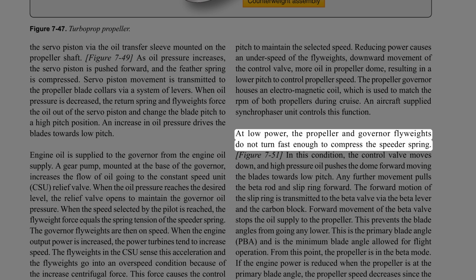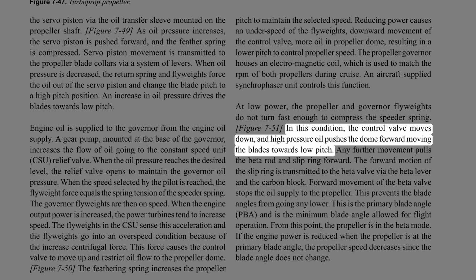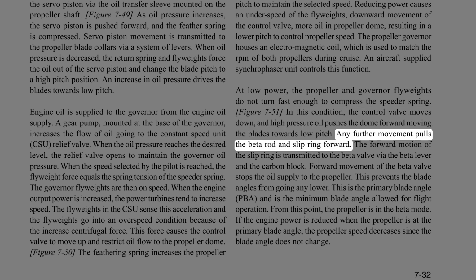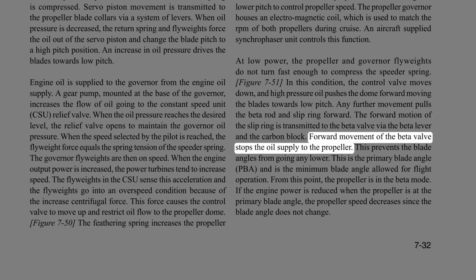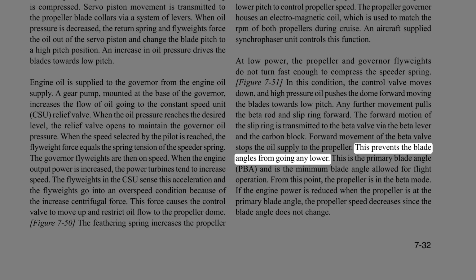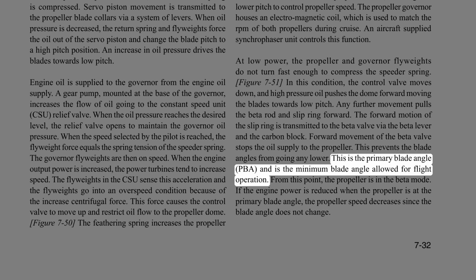At low power, the propeller and governor flyweights do not turn fast enough to compress the speeder spring. In this condition, the control valve moves down, and high-pressure oil pushes the dome forward, moving the blades towards low pitch. Any further movement pulls the beta rod and slip ring forward. The forward motion of the slip ring is transmitted to the beta valve via the beta lever and the carbon block. Forward movement of the beta valve stops the oil supply to the propeller. This prevents the blade angles from going any lower. This is the primary blade angle, PBA, and is the minimum blade angle allowed for flight operation.